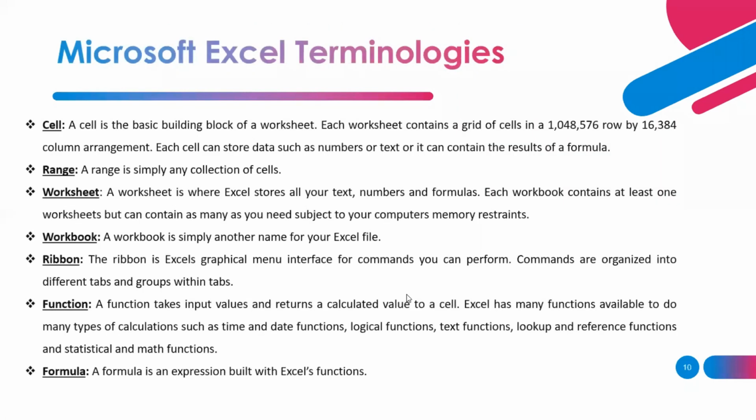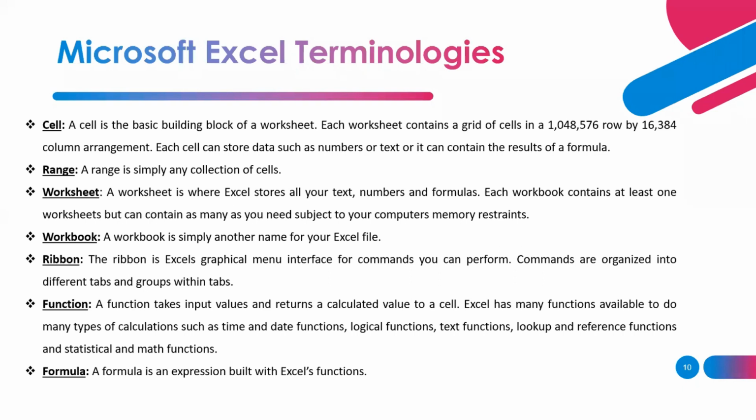So let's move forward. Microsoft Excel terminologies. The basic terminologies that we always come across in Microsoft Excel. You always come across something called a cell, which I explained to you earlier. A cell is the building block of a worksheet. Microsoft Excel contains a grid of cells of over 1 million rows and 16,000 columns. You also come across a range. A range is a collection of cells.